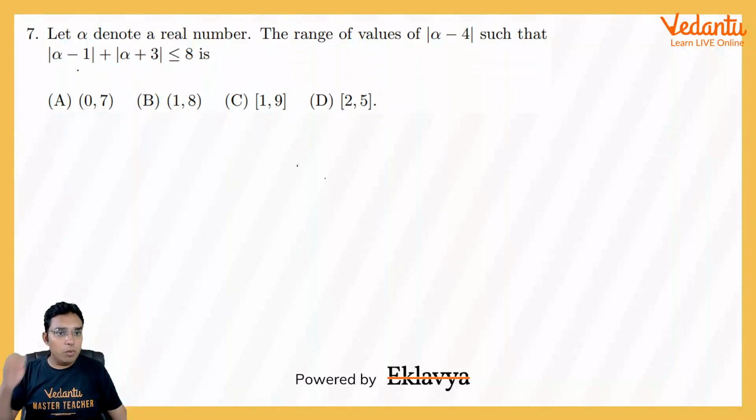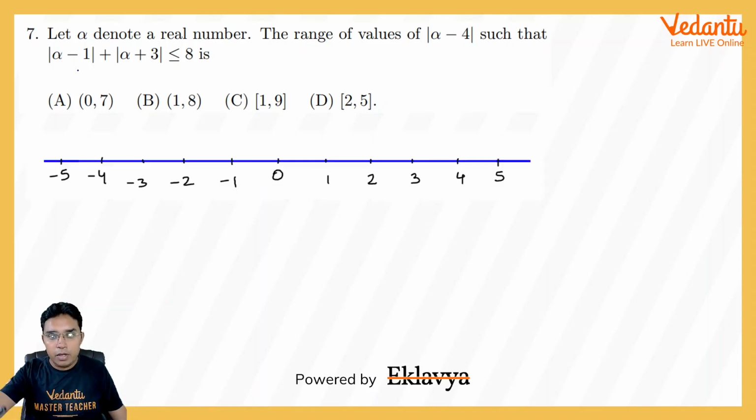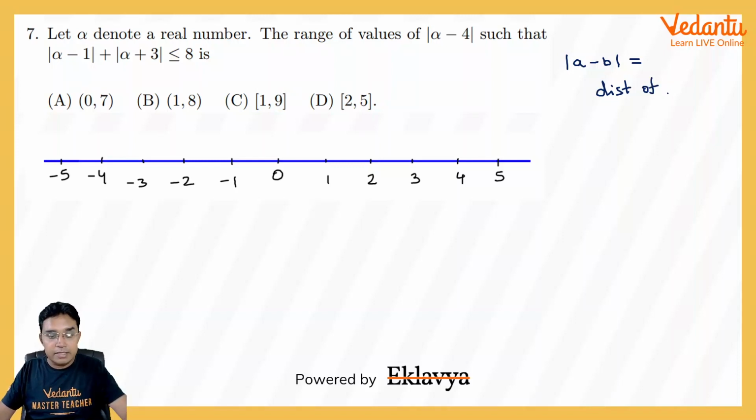Such that mod of alpha minus 1 plus mod of alpha plus 3 is less than or equal to 8. Okay. Now dear all, I will tell you this with the help of the meaning of mod. As you all know, mod a minus b represents the distance between a and b on the real number line, if a and b are real numbers.